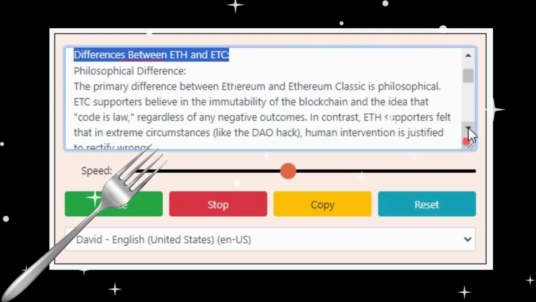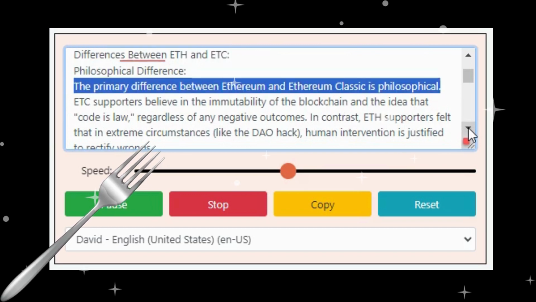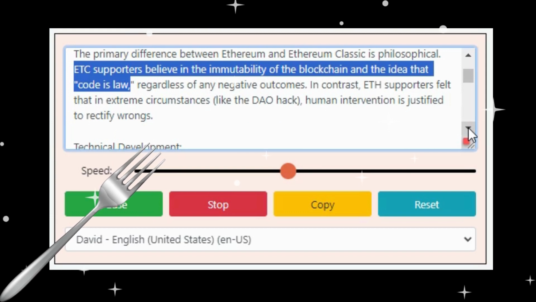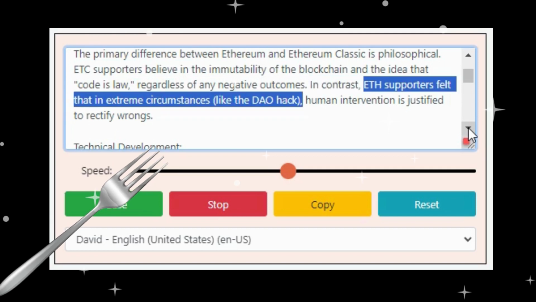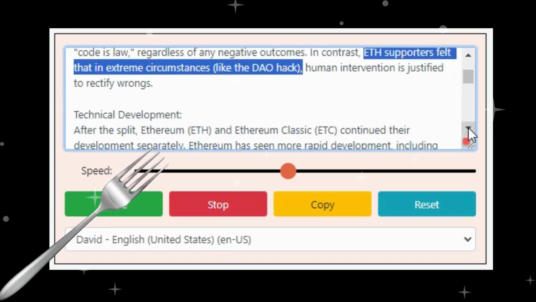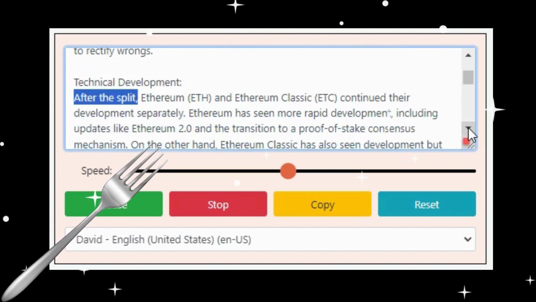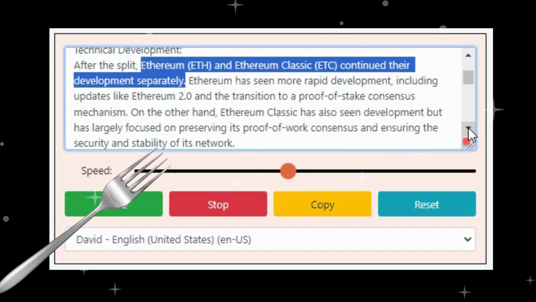Differences between ETH and ETC. Philosophical difference. The primary difference between Ethereum and Ethereum Classic is philosophical. ETC supporters believe in the immutability of the blockchain and the idea that code is law, regardless of any negative outcomes. In contrast, ETH supporters felt that in extreme circumstances, like the DAO hack, human intervention is justified to rectify wrongs.